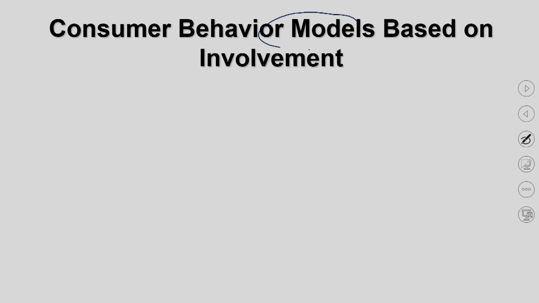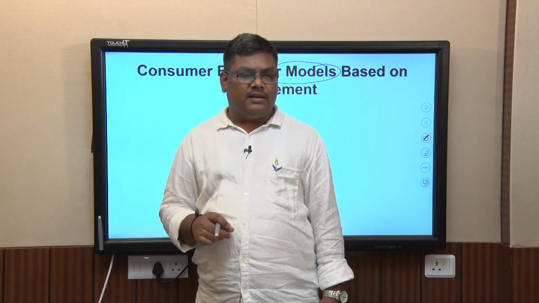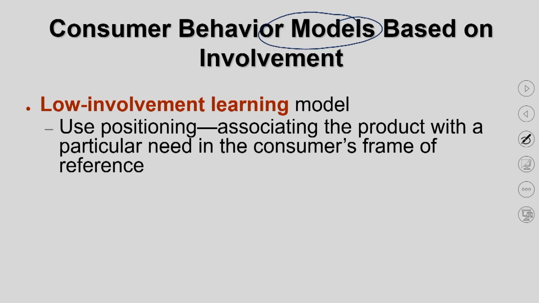So, consumer behavior models based on involvement. We will discuss a couple of consumer behavior models which are based on involvement. The first model is called the low involvement learning model. What happens here is that in the low involvement model, the consumer is not involved at all with a product, and so in this case the learning is very low.